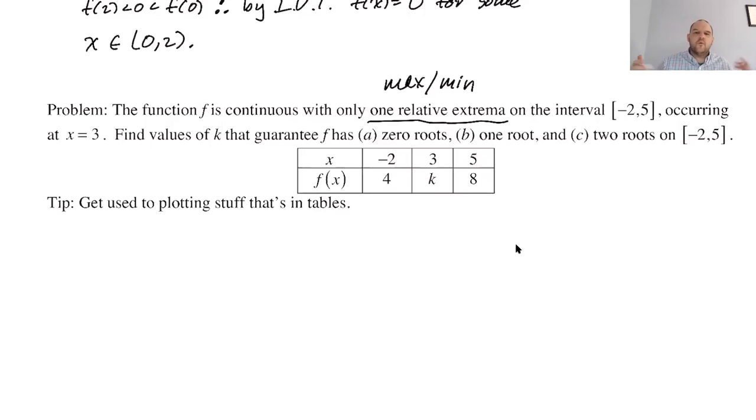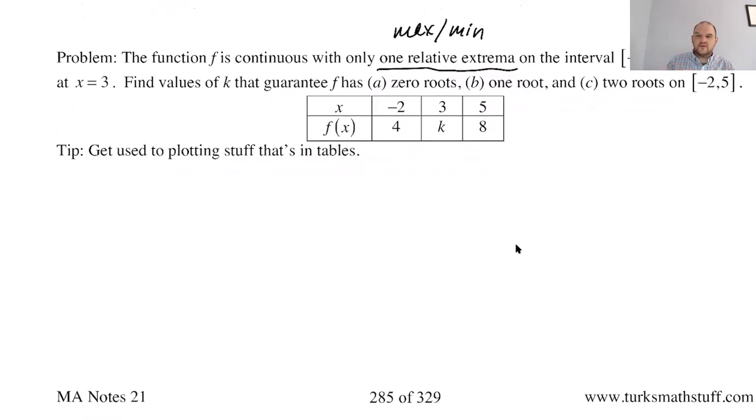One of the things when you have tables that I would like to encourage you to do is plot things. Get used to it. The more you're used to it, the more likely you are to do it. So let's start with -2, 3, and 5. And I know that it's going to be at like 4 and 8 and somewhere. All right, I want to make sure that I have no roots whatsoever. So that means the graph could never cross the x-axis, but it's already above the x-axis, which means it needs to stay above the x-axis.